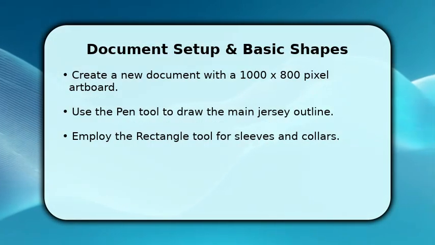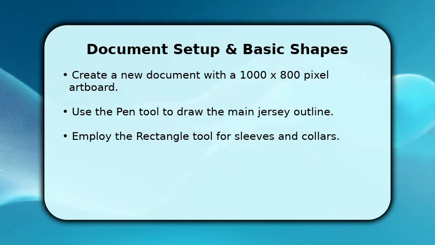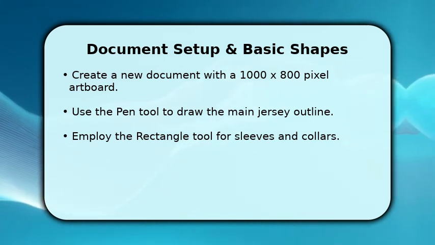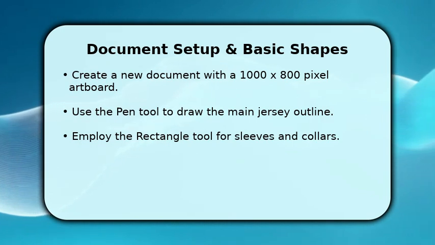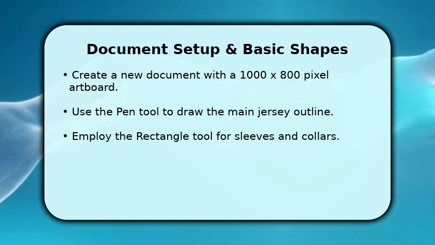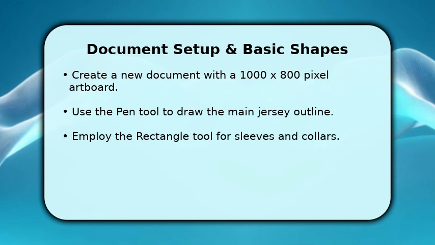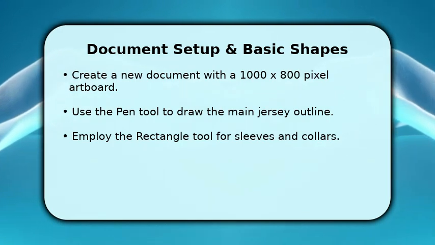Let's dive into setting up your workspace. Start by creating a new document, ensuring your artboard is around 1000 by 800 pixels for optimal detail. Then, grab the pen tool to carefully trace the main body of your jersey, focusing on smooth curves. For sleeves and collars, the rectangle tool offers a quick and precise way to add these essential elements. Remember to use the direct selection tool to refine anchor points for a perfect fit.